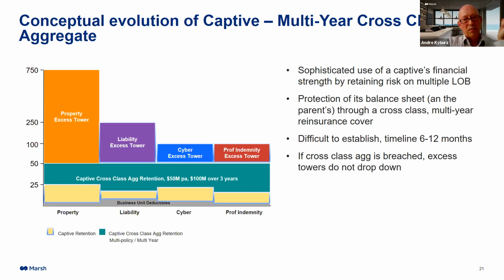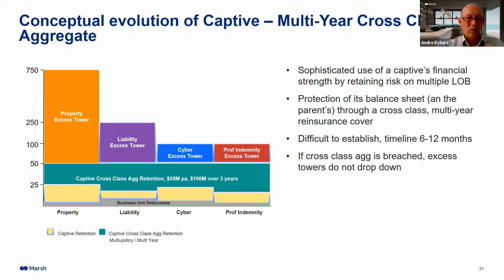What we can say is these deals are really difficult to establish. They take time. They can be done, and we have done them. But a normal timeline to establish such a concept is 6 to 12 months, probably rather towards the 12 months.